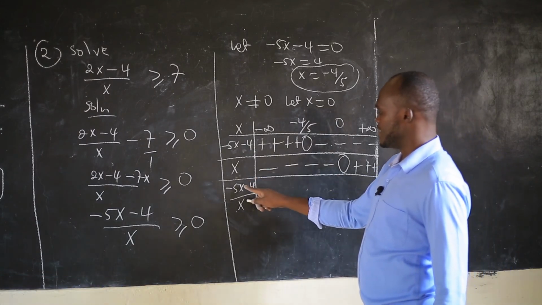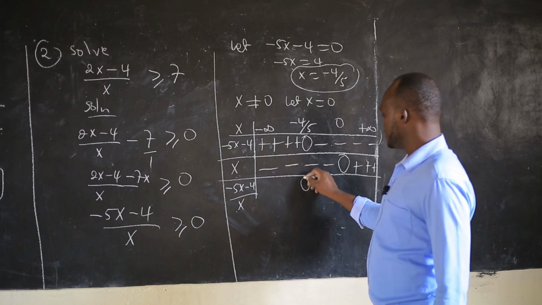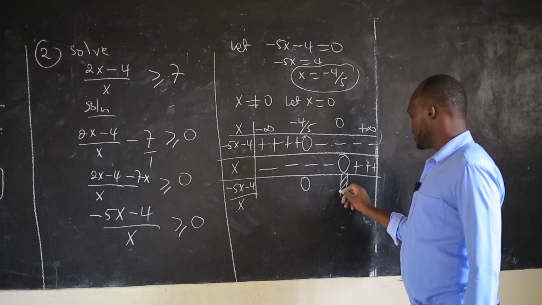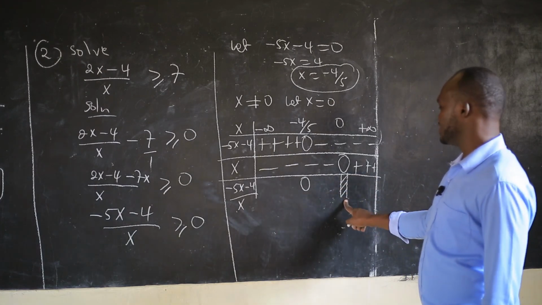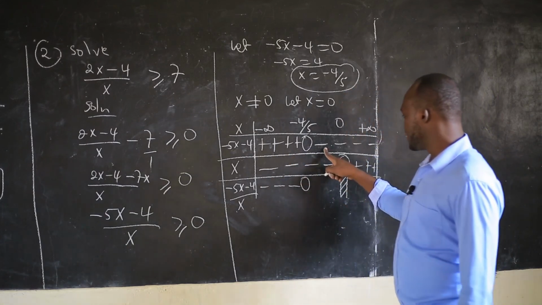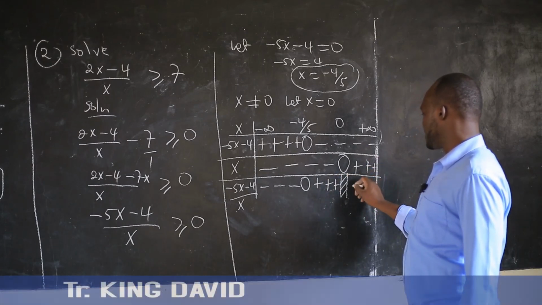Now here it is division: this one divided by that one. So 0 divided by any number is 0, but any number divided by 0 is infinity. So this represents infinity or undefined. A positive divided by negative is negative. A negative divided by negative is positive. And a negative divided by positive is negative.